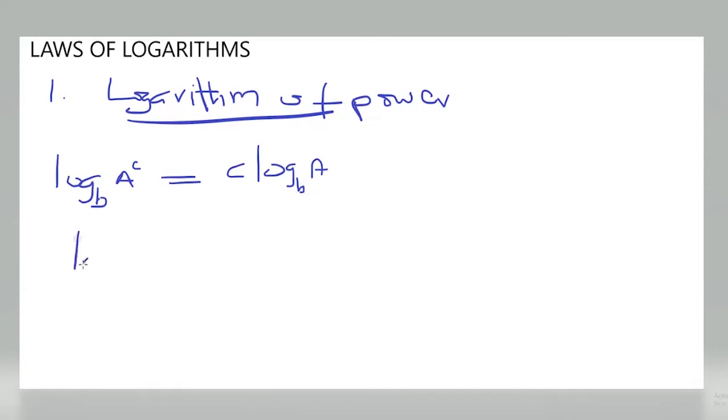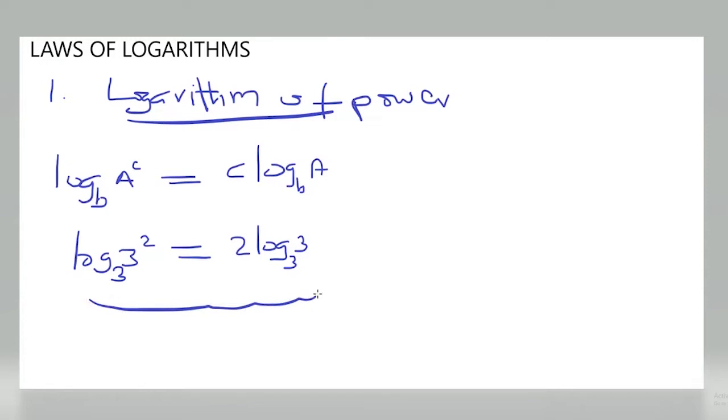For example, you have logarithm of 3 power 2 to base 3. This can be written with 2 coming before the logarithm expression, so it is equal to 2 times logarithm of 3 to base 3. It means you knock out the exponent and take it before the logarithmic expression. This is how we express the logarithm of power.